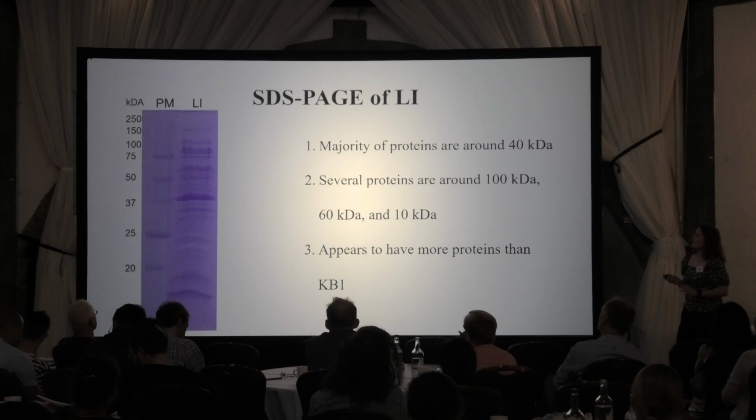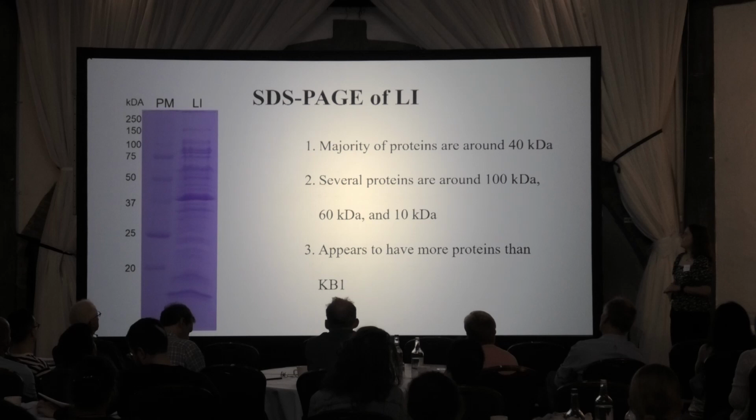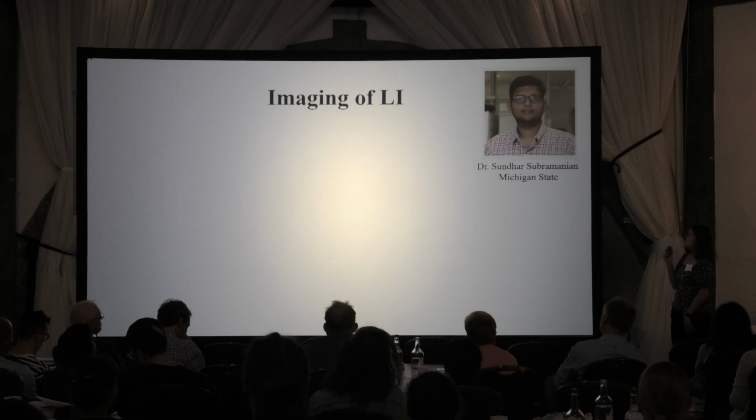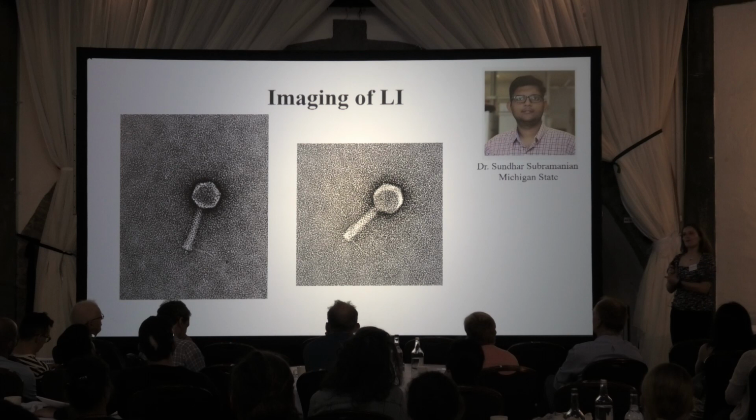LI is a bit different. A majority of its proteins are around 40. It has 160 and 10 kilodalton proteins, and it appears to have way more proteins than KD1 does. We were able to image LI, thanks to Dr. Spinda at Michigan State. We don't have any of the technology to be able to do that. But we were able to image it and found that LI was a myophage. That was something fun and interesting we got to do.